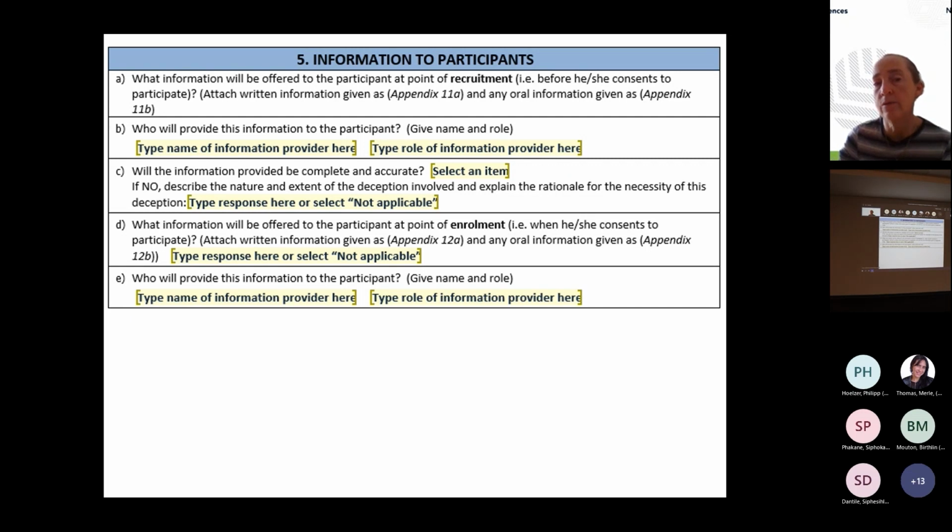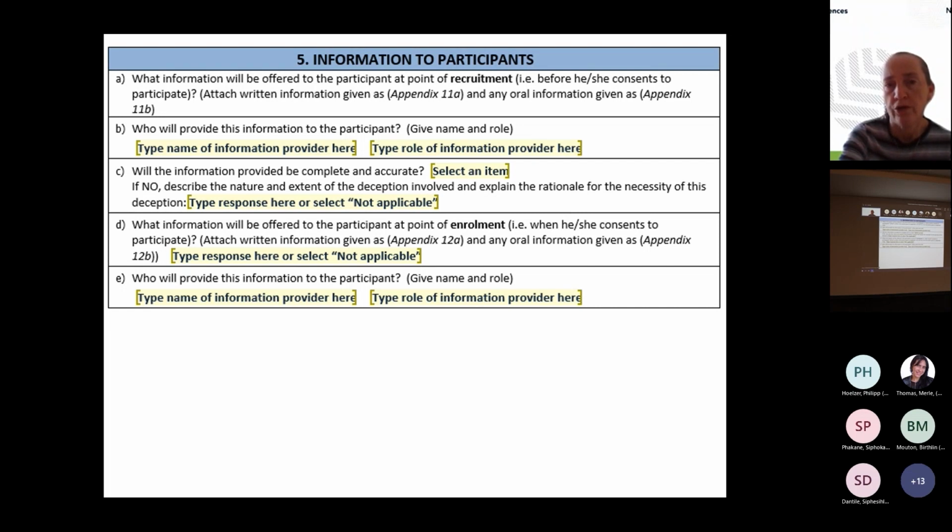Again, the same question, who will provide this information to the participant? Is it the PI, the principal investigator, or is it a research assistant? So often at the point of enrollment, it may be a research assistant. At the point of recruitment, it may still be the principal investigator, but it is very much dependent on the study. So this is in essence information to participants.